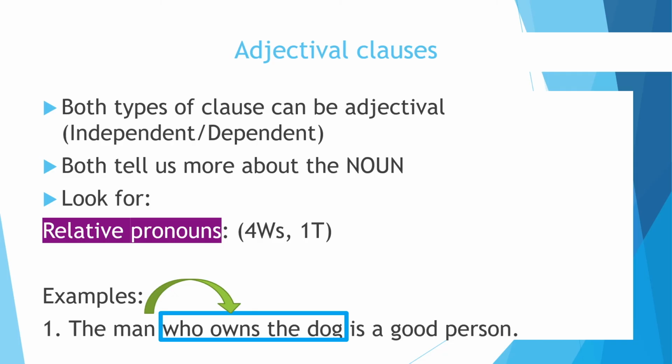Number 1. The man who owns the dog is a good person. Who is a relative pronoun. Does "who owns the dog" tell us more about the man? Yes. So, "who owns the dog", is it a phrase or a clause? Let's use SNT to check. Does it have a subject? Yes, the man. Does it have a number? Yes, there is one man, therefore it is singular. Does it have a tense? "Who owns the dog", yes, it does. So therefore, "who owns the dog" is an adjectival clause.